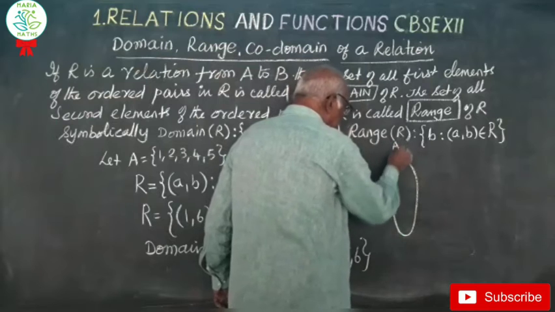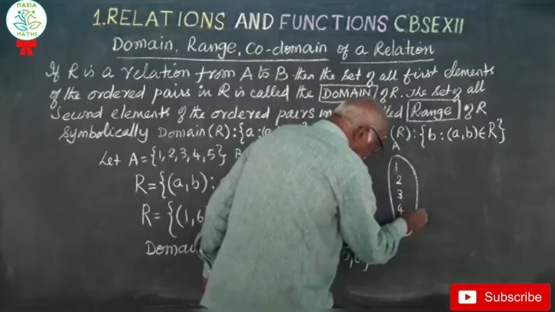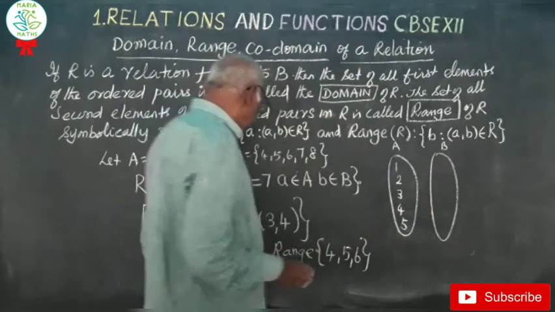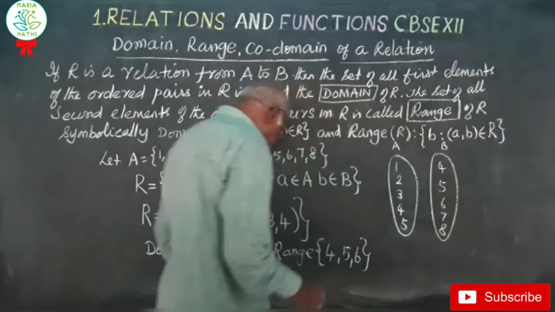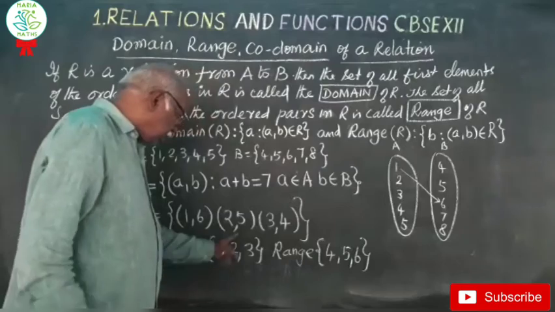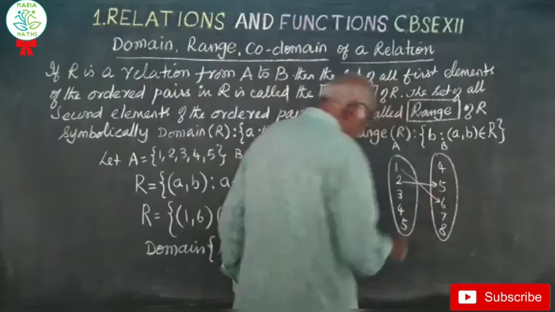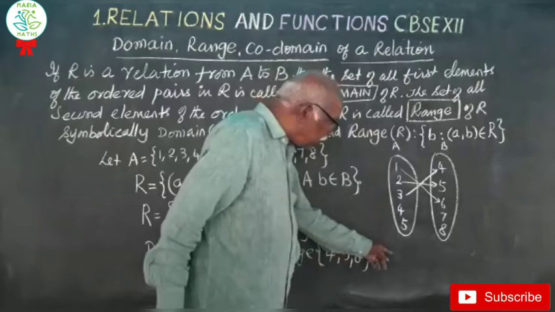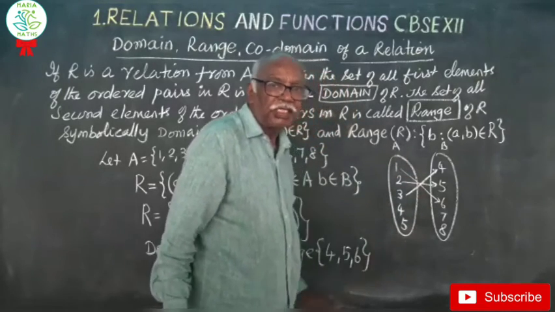See, set A is 1, 2, 3, 4, 5. Set B is 4, 5, 6, 7, 8. 1 is mapped with 6. 1 is related with 6. 2 related with 5. Then 3 related with 4. This set is called the A set, but it is not the domain set. A set is not the domain set.